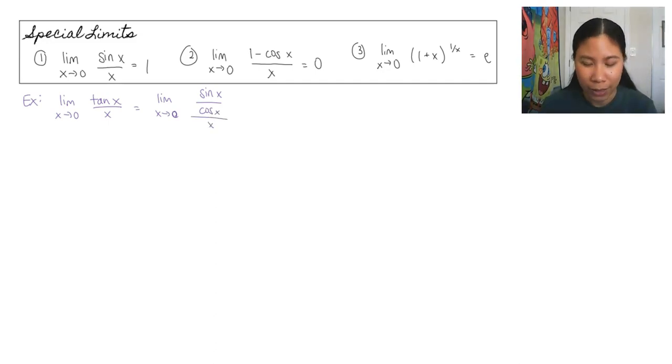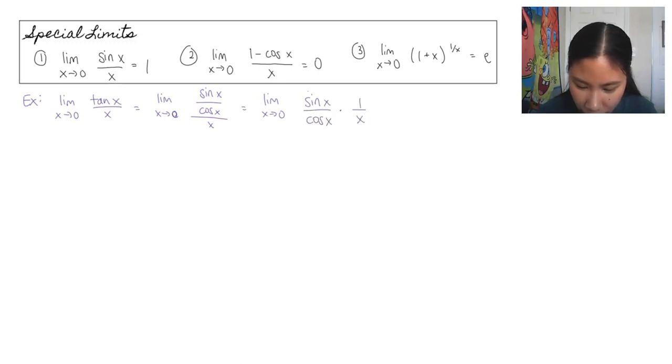But this is ugly right now because I have fractions on top of fractions. So let me rewrite this so it looks a little nicer. I'm going to rewrite this as the limit as x approaches 0 of sine x over cosine x times 1 over x. Because if I'm dividing by x, then this is the same as multiplying by its reciprocal, 1 over x. Or if you think of it as keep, change, flip, we kept the first fraction, changed the sign into multiply, and flipped the second fraction, the denominator, which is x over 1, so it changed into 1 over x.